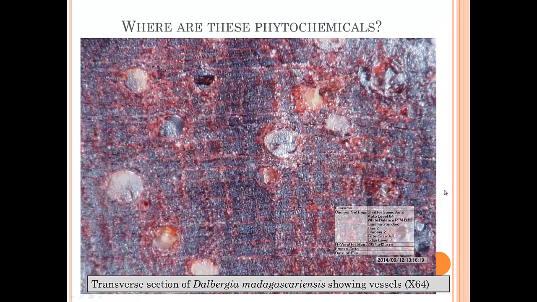Many people ask, so where are these chemicals? And we have done some experiments to show that in this cross-section we show these vessels, and these vessels are filled with compounds. In this case we can see a creamy looking compound, a dark looking compound, a gray looking compound, and each one of these vessels is where the phytochemicals that we're identifying are found.